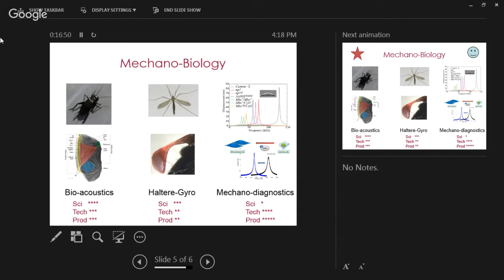Similarly, from these flies, we are trying to understand how they use their organs called halteres. Those are the hind wings of soldier flies. Several insects of the fly family use these halteres as sensing elements.